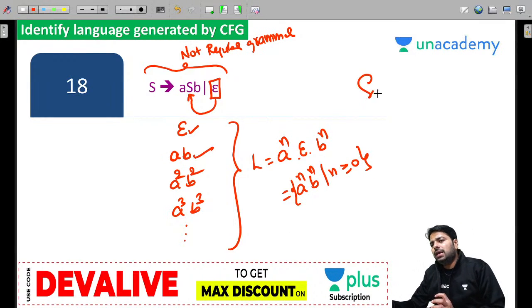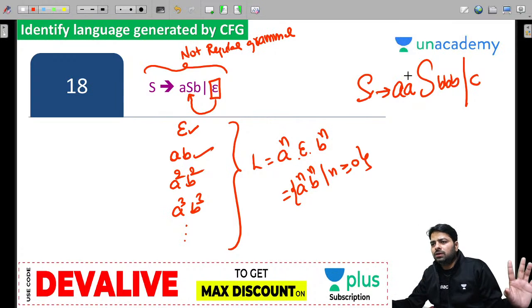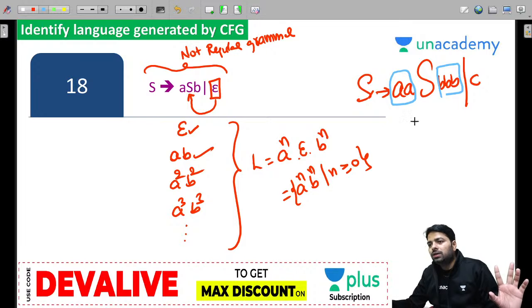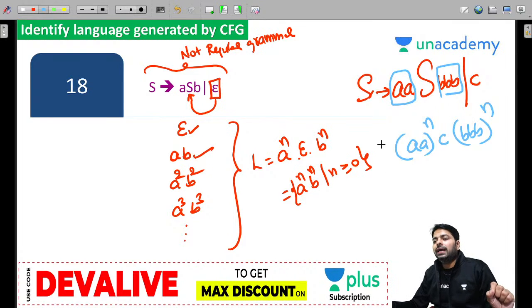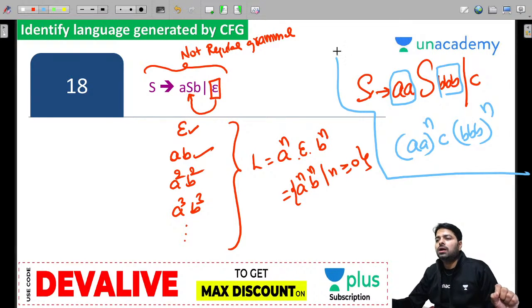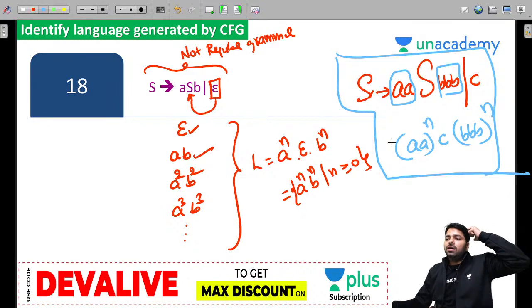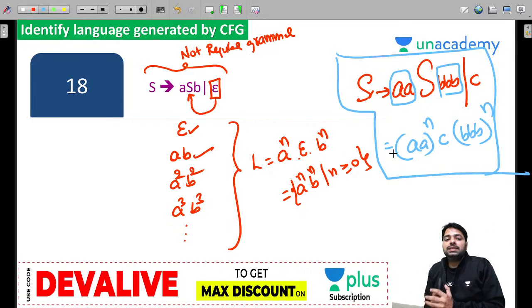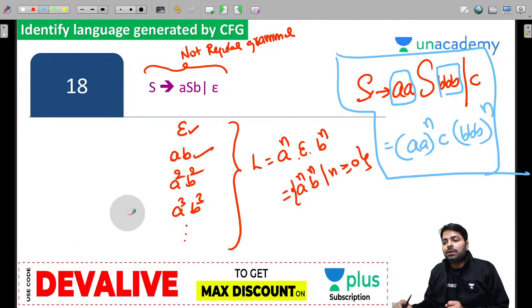Suppose something is given, guys, S derives double A, S, triple B, comma, C. Same concept you need to apply. This is something like X, something like Y. So what do you do? Double A power n, triple B power n, and put C in between, so that you will get the answer a different way. That's all. The same concept you can apply here. Are you clear on this point? You will practice such things, but for all of them, this grammar will help you.